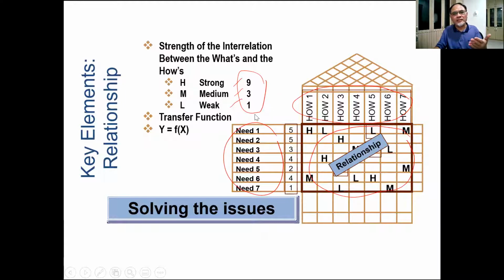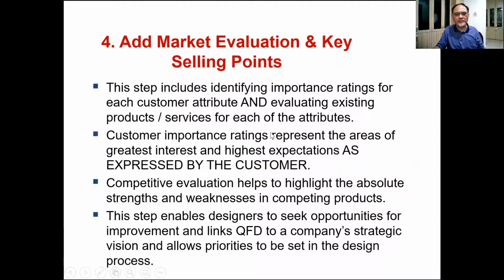Medium is 3 times as strong compared to weak, and the strongest is 9. I will show you an example after this. I will go through one example. For now, I'm just going through these theories, and probably you will have difficulty trying to relate to them.